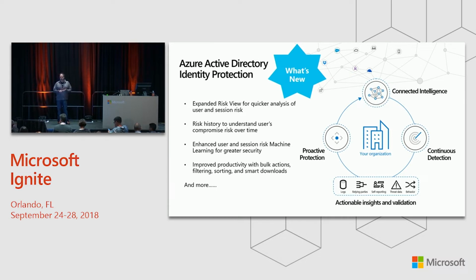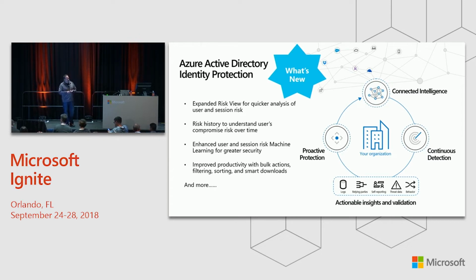One of the things they wanted is to understand a user's risk, what happened to them over time. In the current identity protection, you can only see a user's current risk. You can't see what happened or the trend in the past. We added enhanced machine learning for both user and session risk. So, another rev of the crank on our machine learning, and it provides greater security.